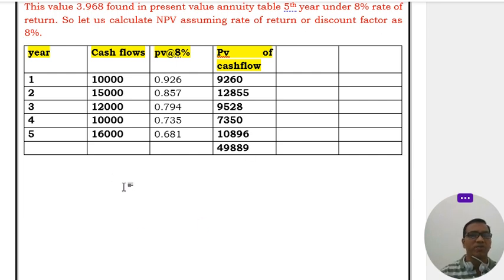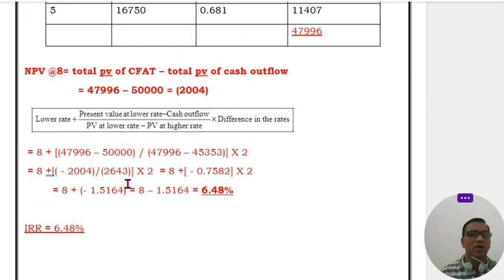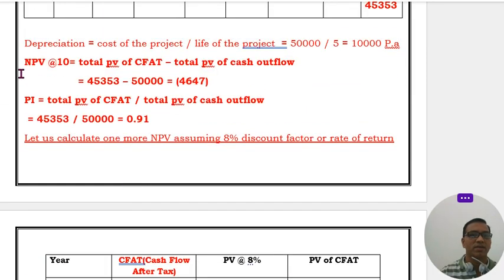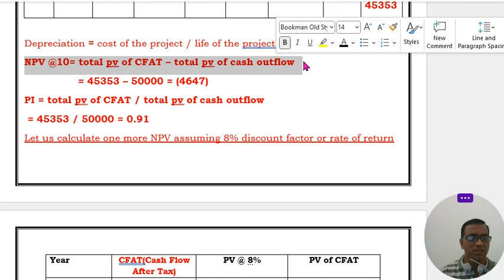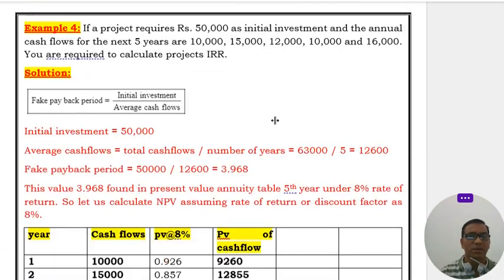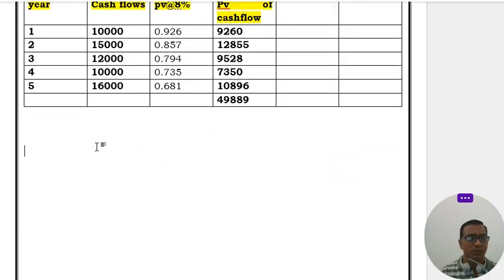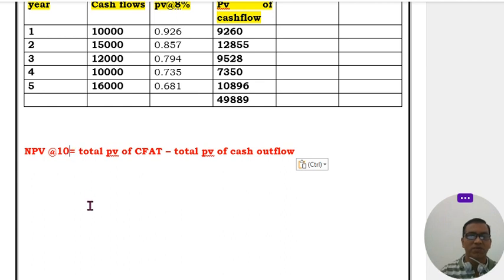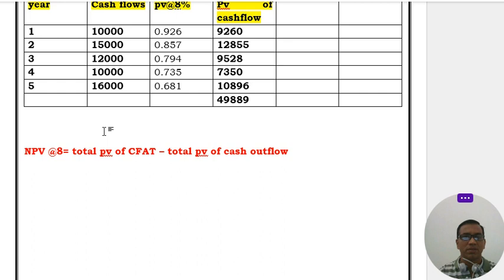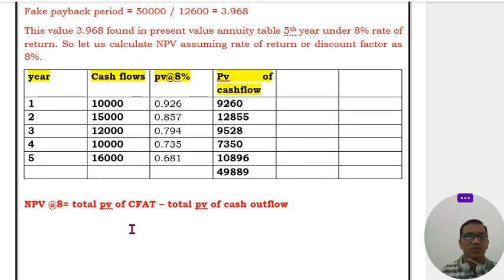Now NPV. You already know how to calculate NPV. I am taking the formula from here. NPV at the rate of 8%. So NPV is total PV of cash flows minus the initial investment. As I told you, cash flow or cash inflow or cash flow after taxes, all are the same, nothing to worry.